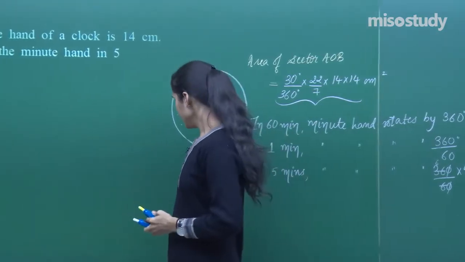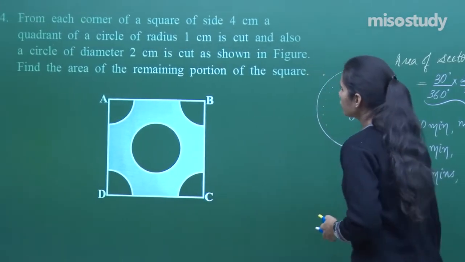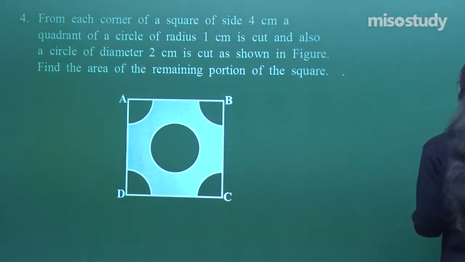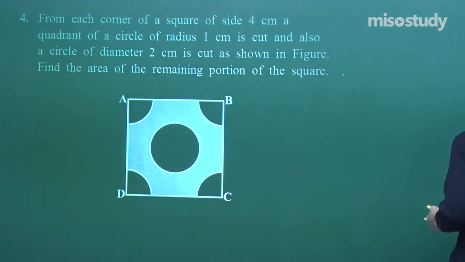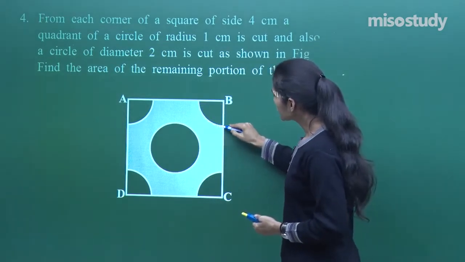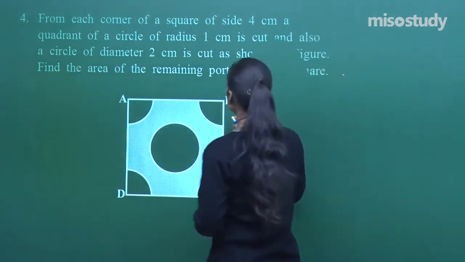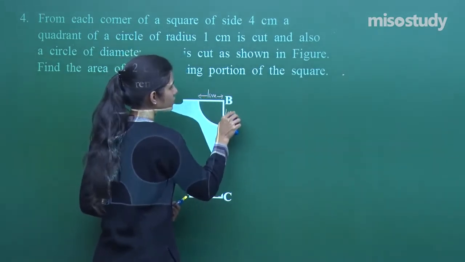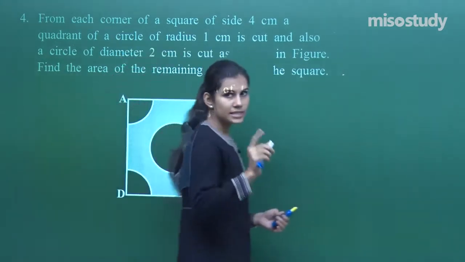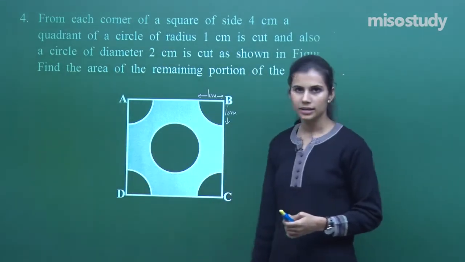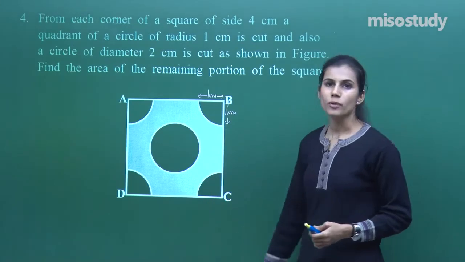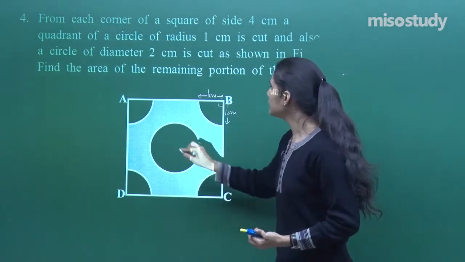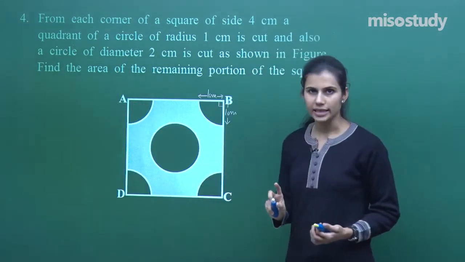That's your drill. Next question says that from each corner of a square of side 4 centimeters, a quadrant of a circle of radius 1 centimeter is cut out. So you can see this is a quadrant of a circle of radius 1 centimeter. That means this much distance is 1 centimeter. This is also 1 centimeter. Same is the status with the rest of the quadrants as well, because from each corner a quadrant of a circle of radius 1 centimeter is cut out. If this is a quadrant, this is a right angle, this is also a right angle, this is also a right angle, this is also a right angle. Clear?